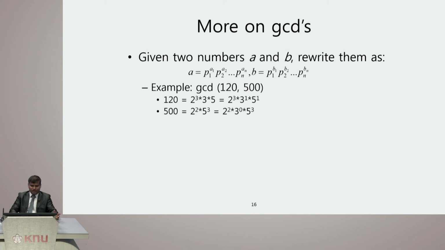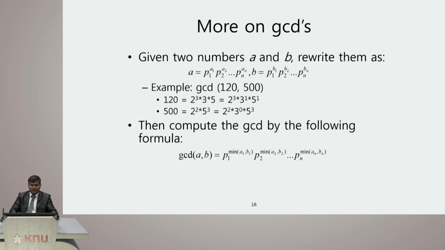Again, 5 can be written as 2 power 2 times 5 power 3, that equals 2 power 2 times 3 power 0 times 5 power 3. We know that anything power 0 is 1. So we are establishing this relation there. You can simply compute the GCD with this formula that we have seen.